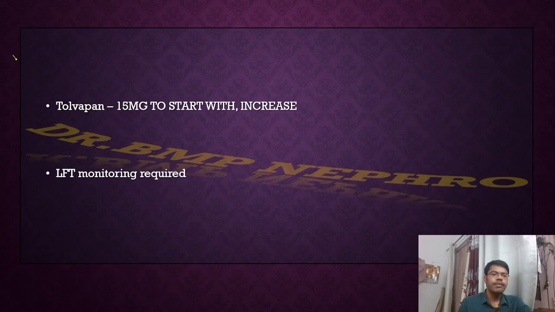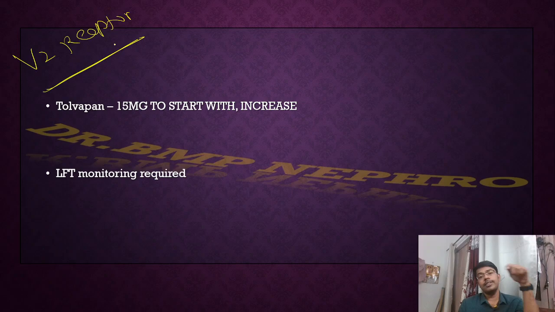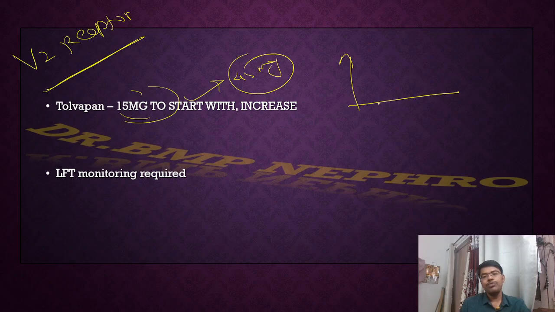Now coming to the V2 receptor antagonist, tolvaptan. That is why I told that pathophysiology slide is important, because V2 receptor activation causes more cyclic AMP. More cyclic AMP causes cell proliferation and chloride secretion. So we can start at 15 milligram and it can be increased up to 45 milligram. It has to be given for 3 to 5 years. It can't be given for 15 days and you can stop. It has to be given for a long period of time.